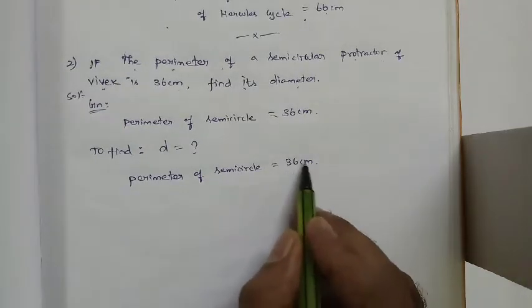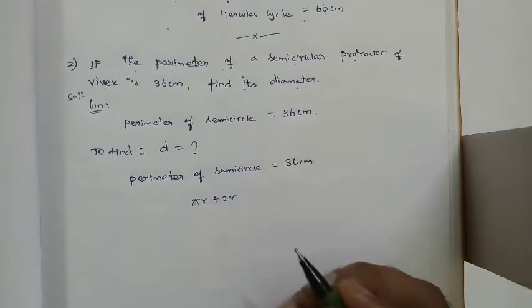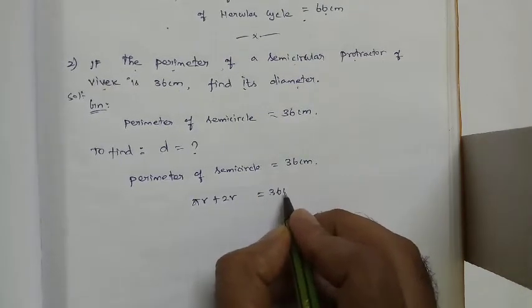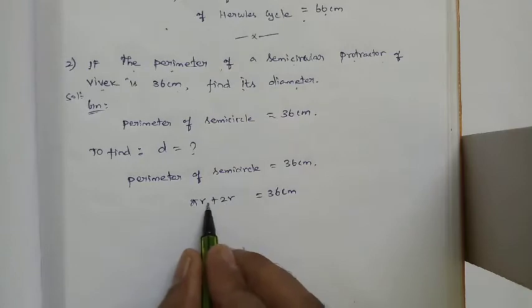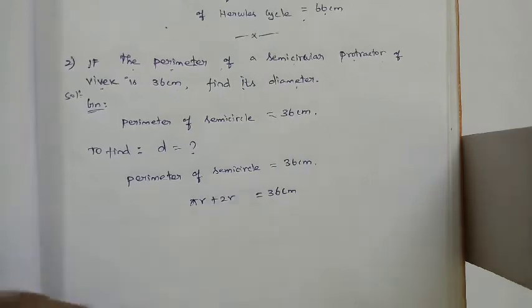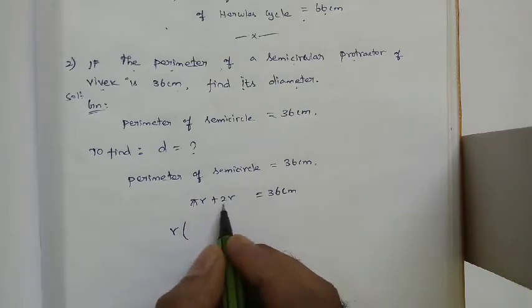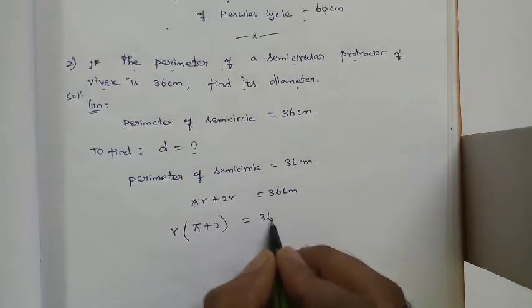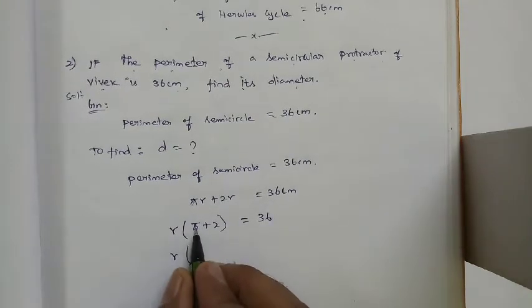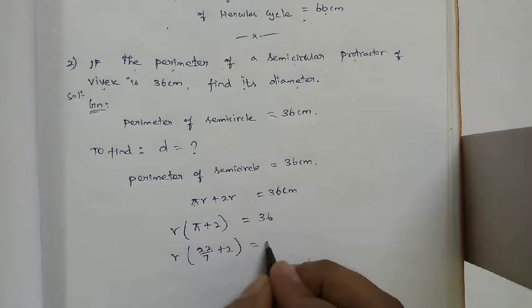Perimeter of semicircle is equal to 36 centimeter. What is the formula of the perimeter of a semicircle? Pi r plus 2r is equal to 36 centimeter. What is the common thing we are having? r is common, so I am taking r outside, because we don't know the value of r, but we know the value of pi and 2. What remains is pi plus 2. So r into pi plus 2 is equal to 36. The value of pi is 22 by 7, so r into 22 by 7 plus 2 is equal to 36.